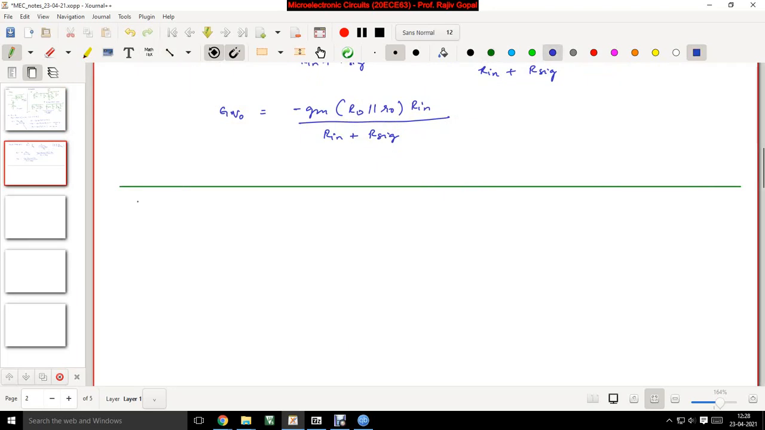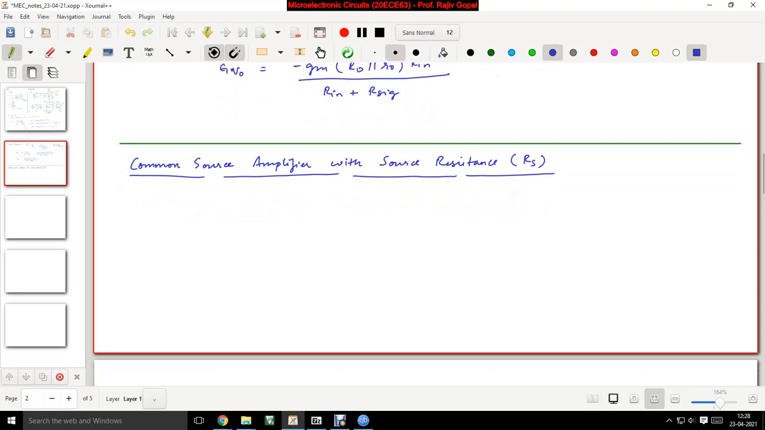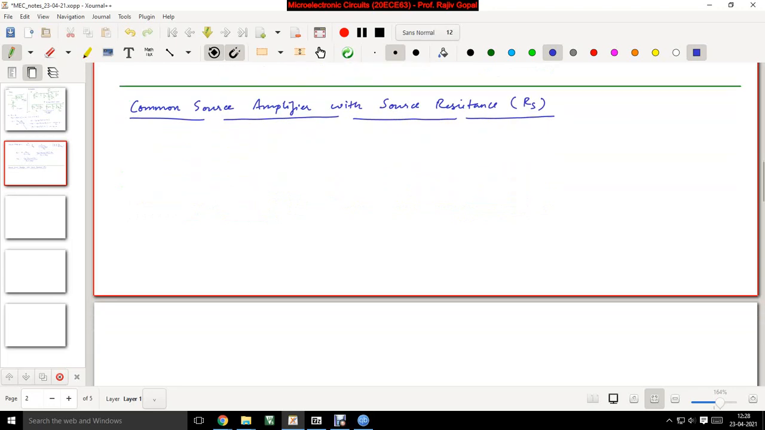Common source amplifier with source resistance. Source resistance Rs. Again, the analysis is very simple. The only thing here is you have an Rs in your circuit diagram. Everything else will be the same. I'll continue this in the next page.